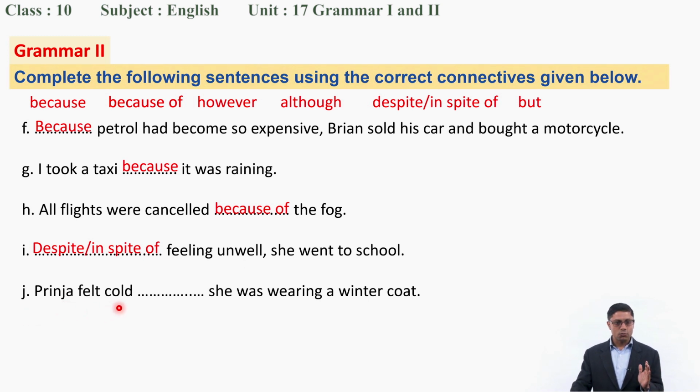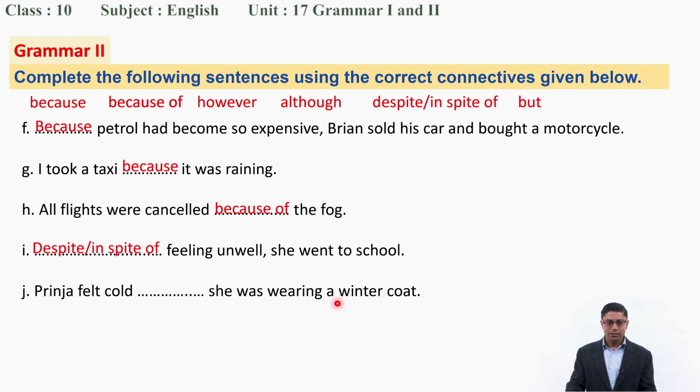Now the last one. Prinja felt cold, blank, she was wearing a winter coat. See there? Prinja felt cold. Blank, she was wearing a winter coat. What goes in the blank space here? Two clauses are there. Prinja felt cold, it's one. She was wearing a winter coat, another.